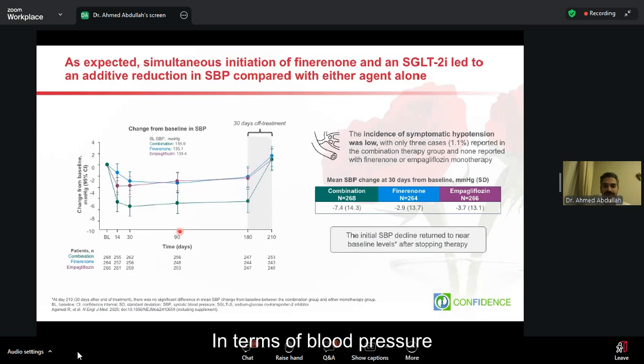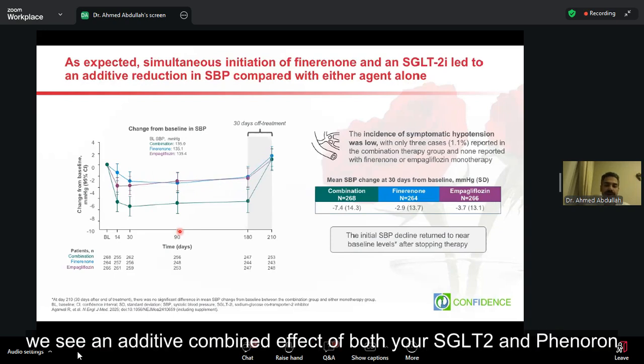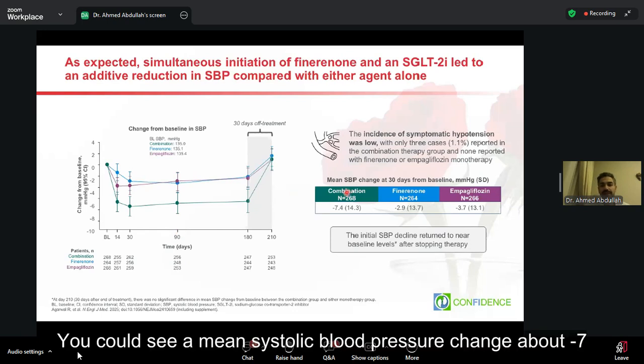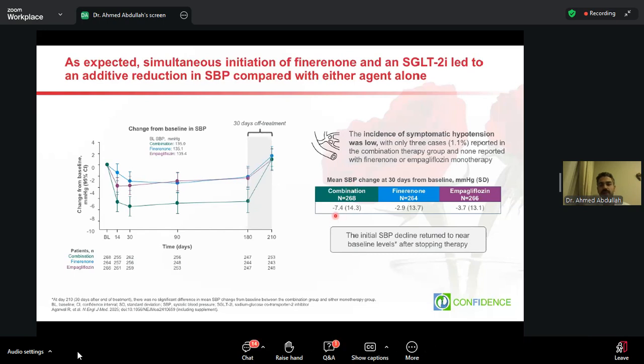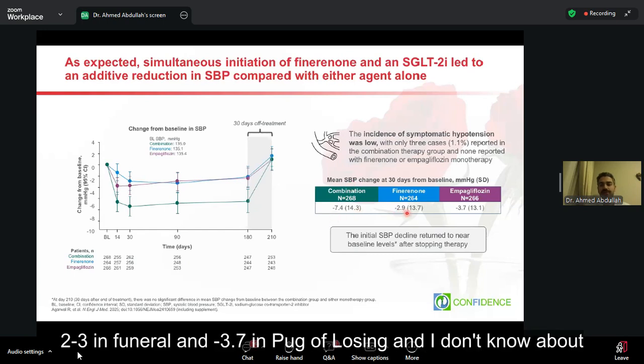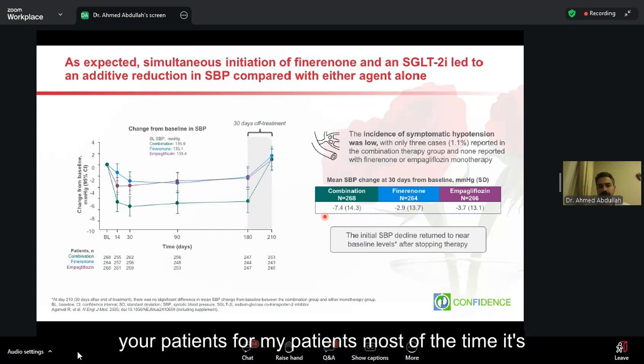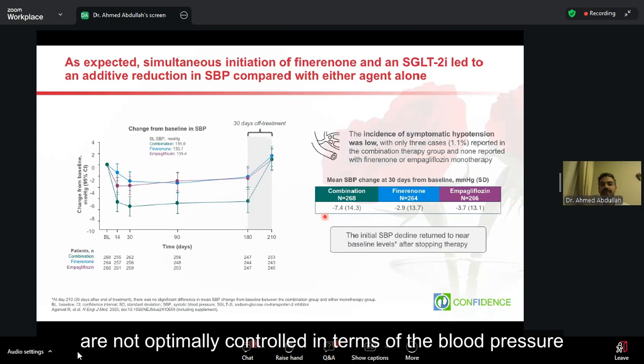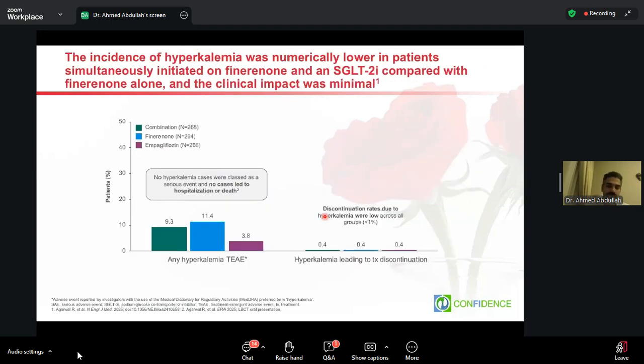In terms of blood pressure, we see an additive combined effect of both your SGLT2 inhibitor and finerenone. You could see a mean systolic blood pressure change of about -7.4 in the combination group compared to -3 in finerenone and -3.7 in empagliflozin. And I don't know about your patients. For my patients, most of the time, it's something that we want, because most of the time the patients are not optimally controlled in terms of the blood pressure.